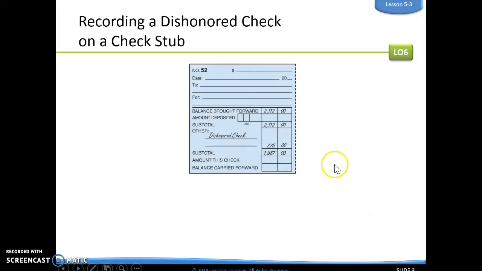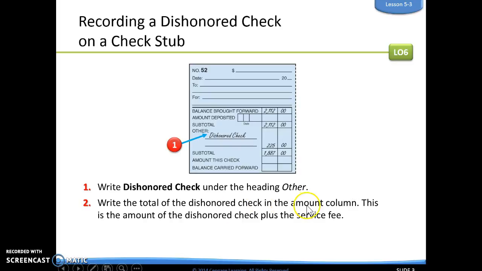So we do need to record that. When we look here, we have our balance brought forward, and then we have this dishonored check. When we have a business and we accept a check, here a check for $225, as soon as we accept that check, that is our responsibility. So when they don't have enough money to cover that check, we are out that money. We have to cover that money ourselves. To put that in, we're going to put that as an other because we don't have anything to label it in here. So we're going to put it under the other, and we're going to label it dishonored check.